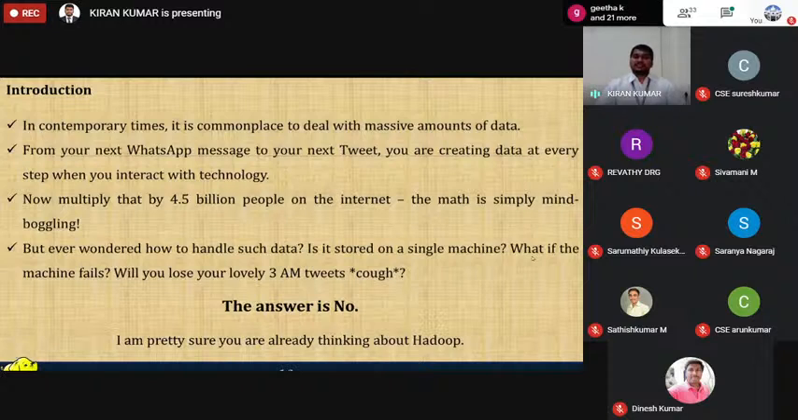What happens to the accessing and the processing if one node fails? What if the machine fails? One of the nodes has gone down due to some natural disaster, it has crashed. Will you lose your lovely 3 a.m. tweets? I told you I have all my records in my laptop. If I lose that, there is no other option for me to store or retrieve them back.